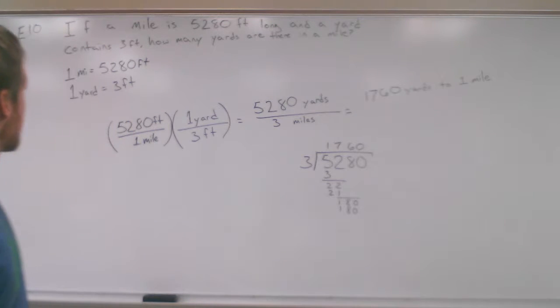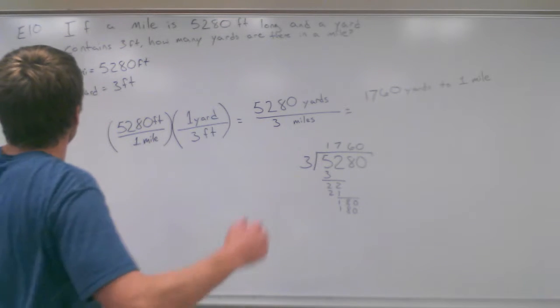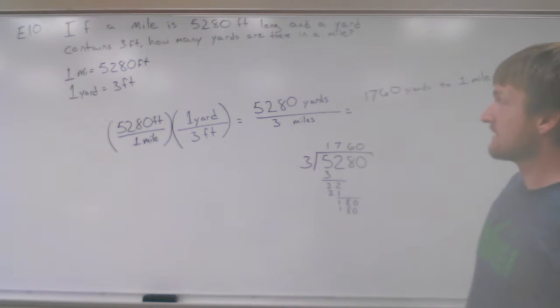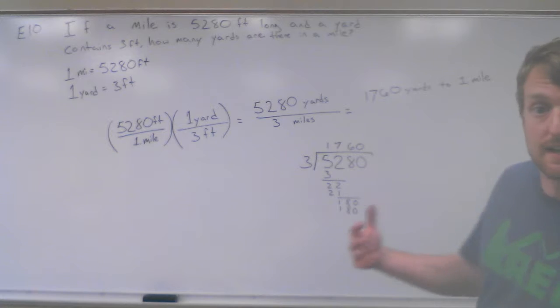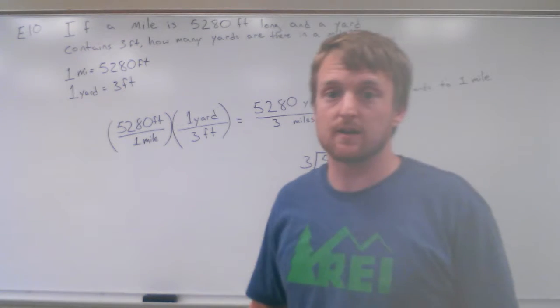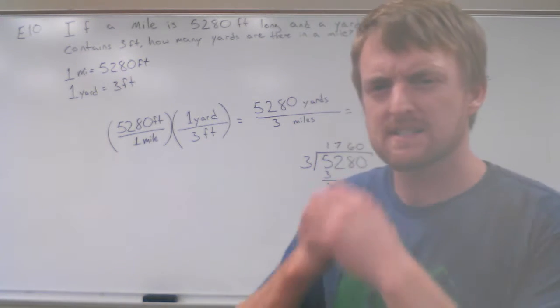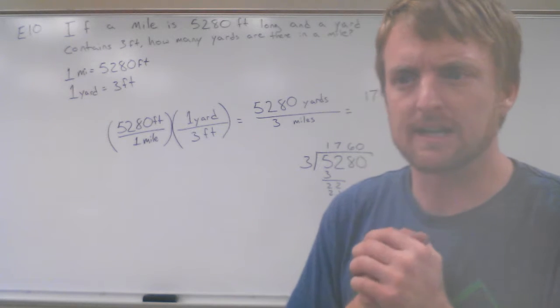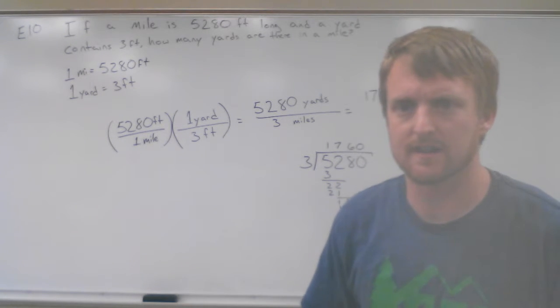So first question, E10, straight out of chapter 1, is if a mile is 5,280 feet long and a yard contains 3 feet, how many yards are there in a mile? Okay, that's straight out of your book, word for word. That's not necessarily how you'll see conversions related, all right? That's not yet necessarily how you'll see it.